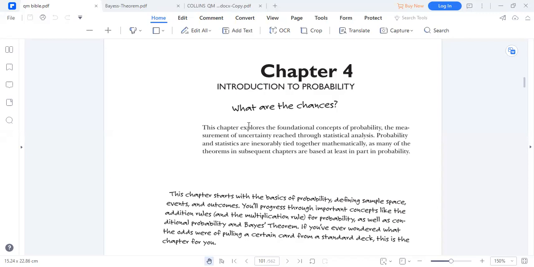Welcome to the introduction to probability. In this chapter, we're going to look at the fundamental concepts of probability, how to measure uncertainty using statistical analysis of probability, and also using what is called Bayes' theorem.